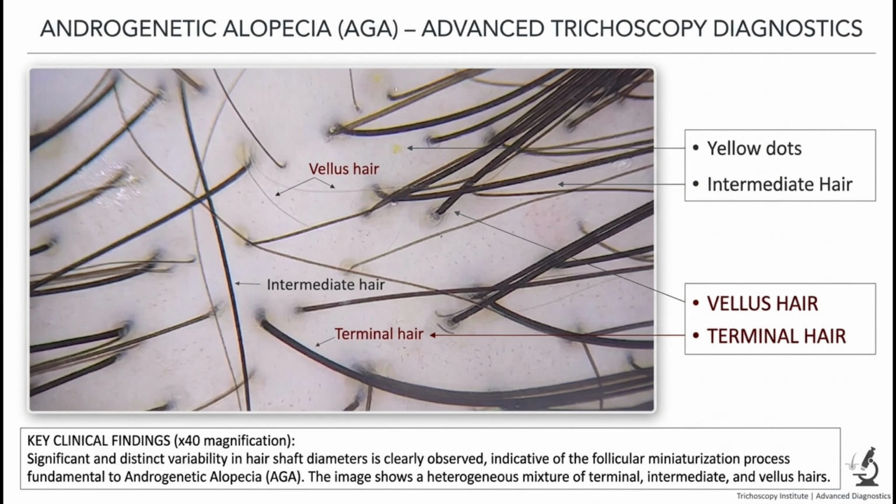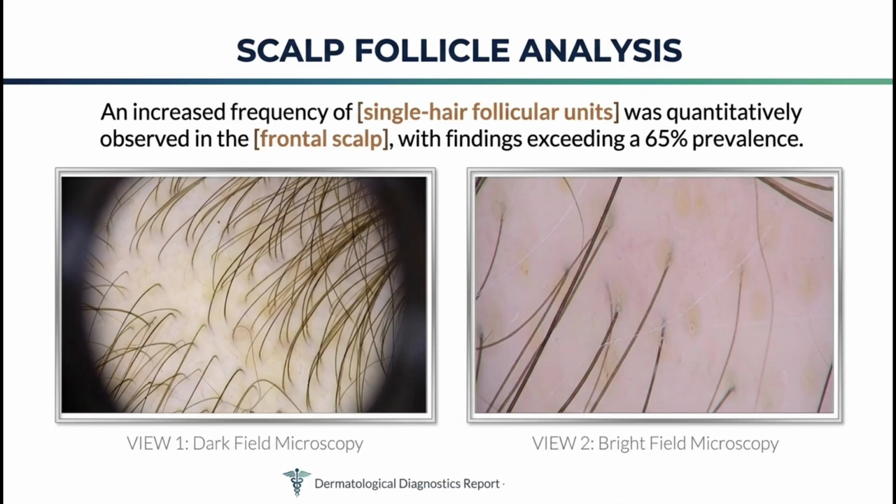We have vellus hair, which corresponds to the thinner hair shaft. Some intermediate hair, meaning that the diameter is between vellus and terminal hair. And we also have single terminal hair. So this is the main feature, hair shaft variability. There is an increased number of follicular units with single hair in the frontal scalp in androgenetic alopecia.